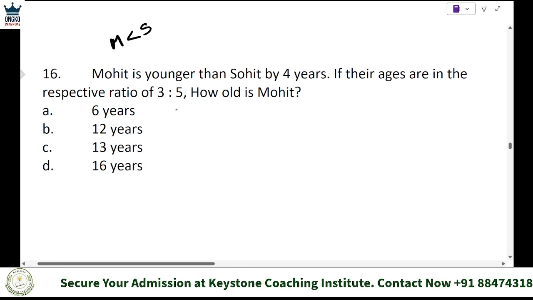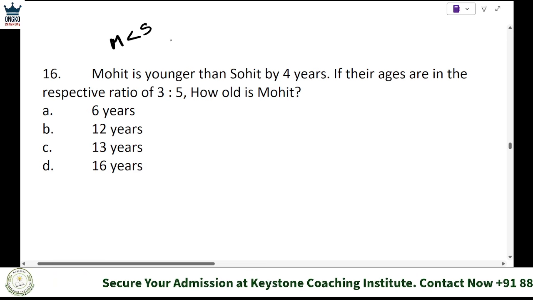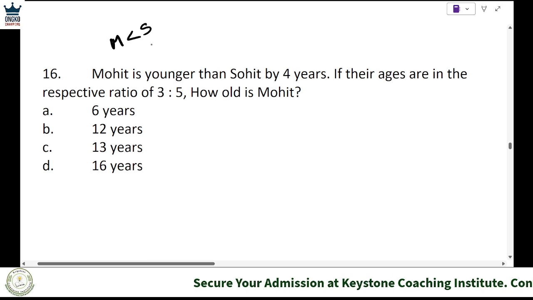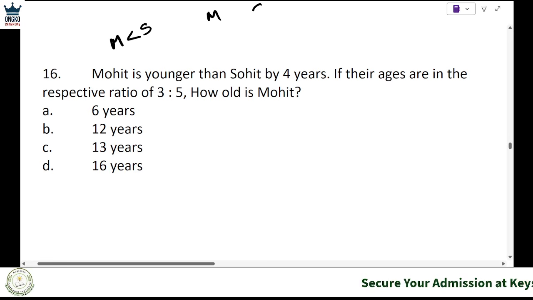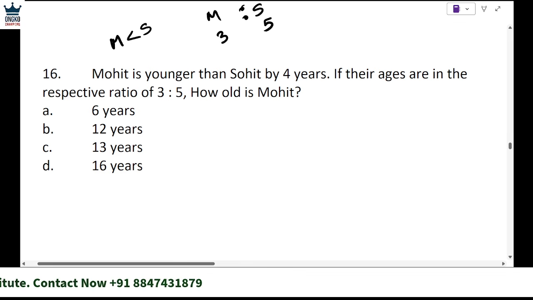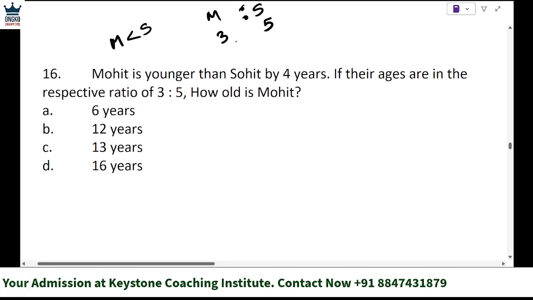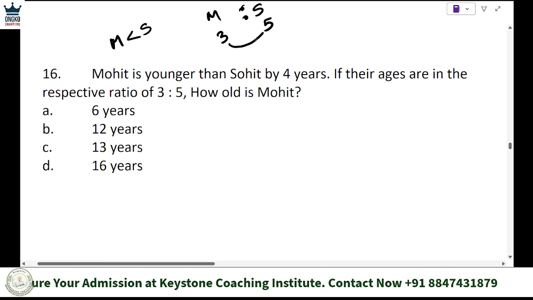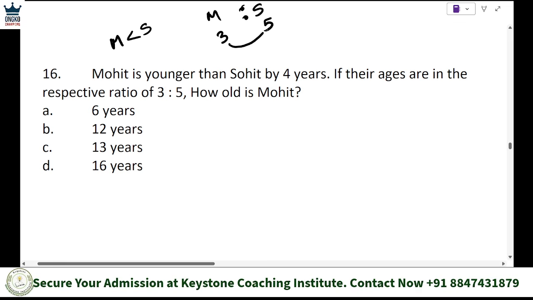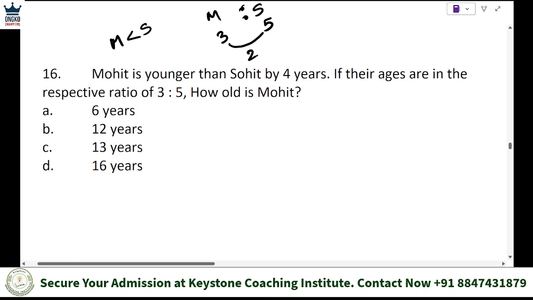If their ages are in the respective ratio 3:5, Mohit and Sohit, we know Mohit is younger than Sohit, so 3:5. Then the difference in the ratio is 2, which corresponds to 4 years.